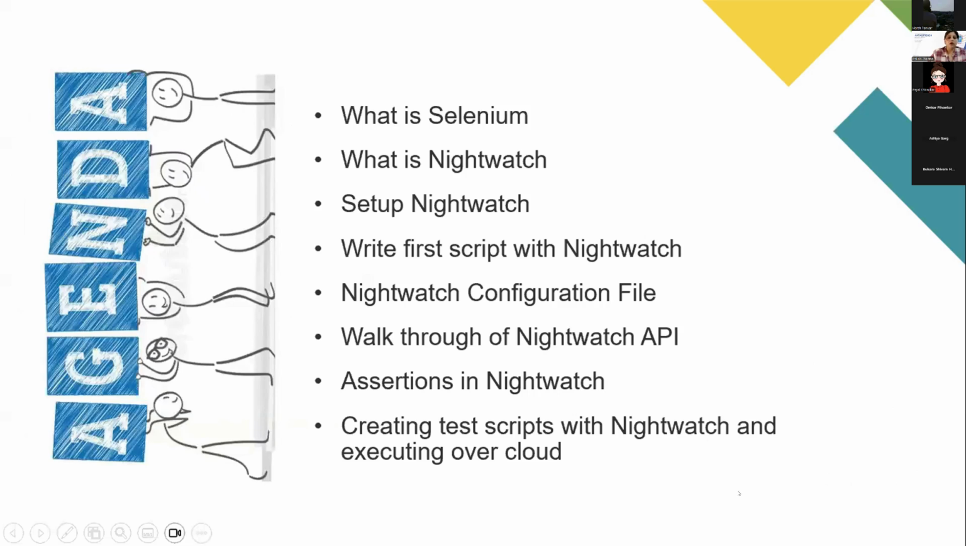What we are going to talk about today is what Selenium is. We will spend around 5 minutes or so on it. Then, what is Nightwatch? We will then delve into setting up Nightwatch on the system. We are going to write our first script with Nightwatch, understand what the Nightwatch configuration file is all about and how we do settings there. We will have a short walkthrough of the Nightwatch API and an understanding of assertions in the Nightwatch API. And finally, we will be able to execute our scripts over cloud.